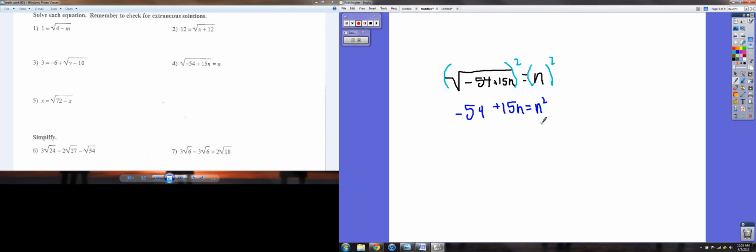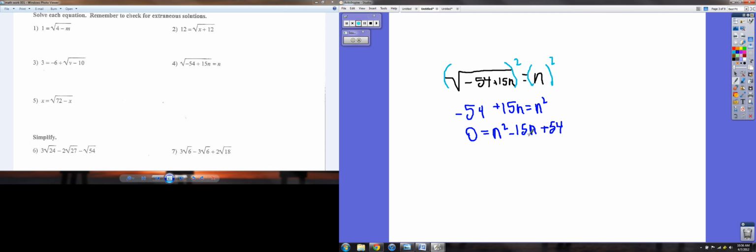Okay, this one's a little bit different because we have an n squared on one side and we have an n on the other with a number, or the constant. This is one that you have to recognize that you're going to have to factor it because we can't just solve linearly like we have been doing. So what I recommend doing is keeping your leading coefficient, or the number in front of the squared term, positive. So I'm going to add 54 and subtract 15n. So I'm left with 0 is equal to n squared minus 15n plus 54.